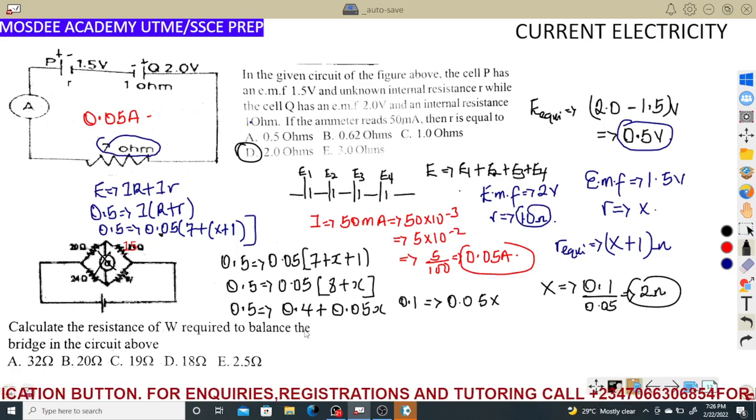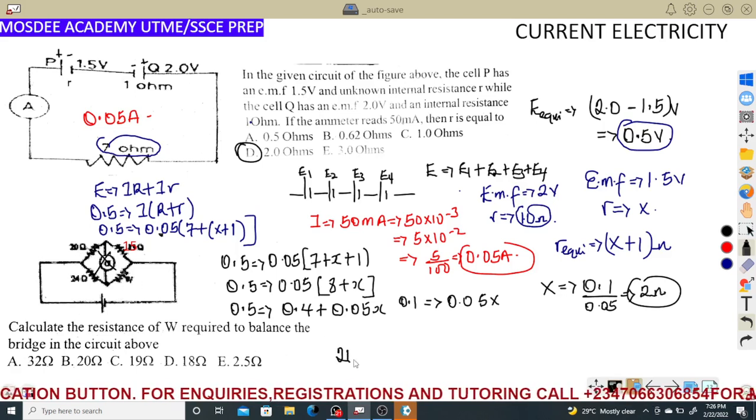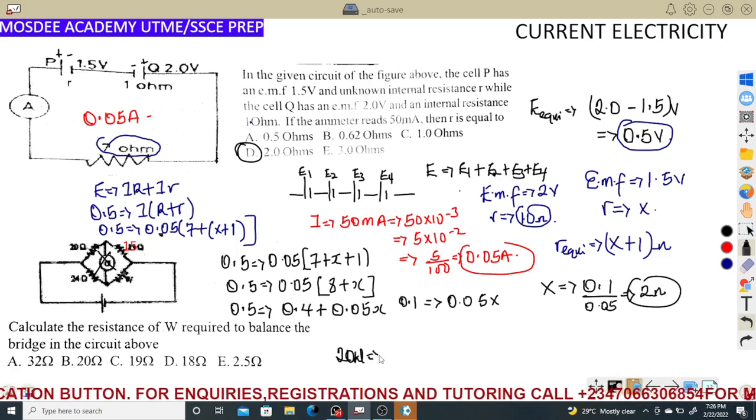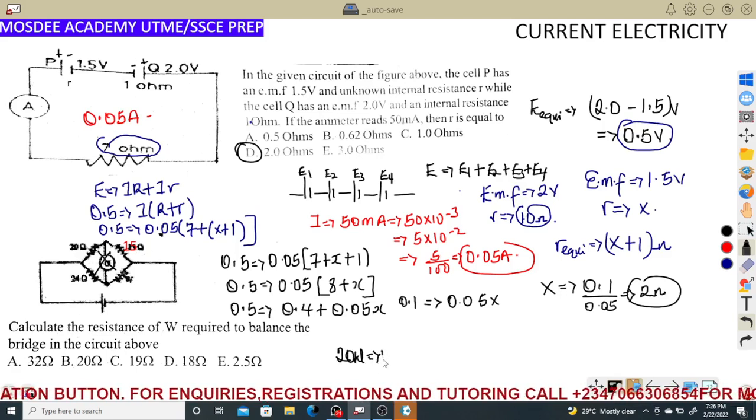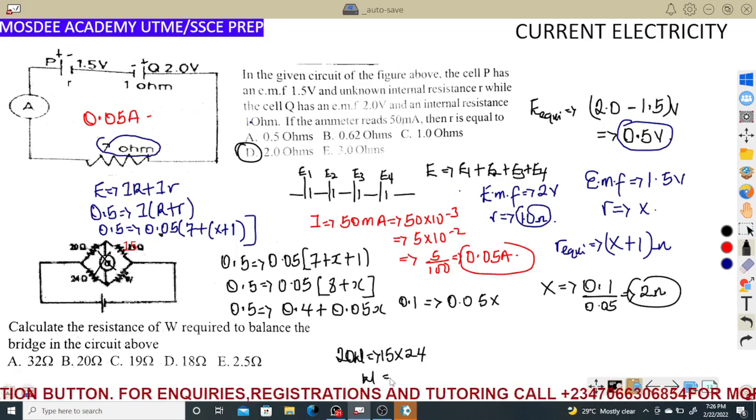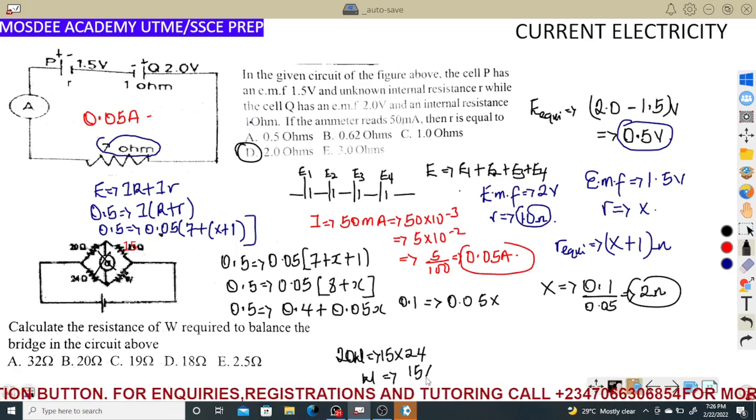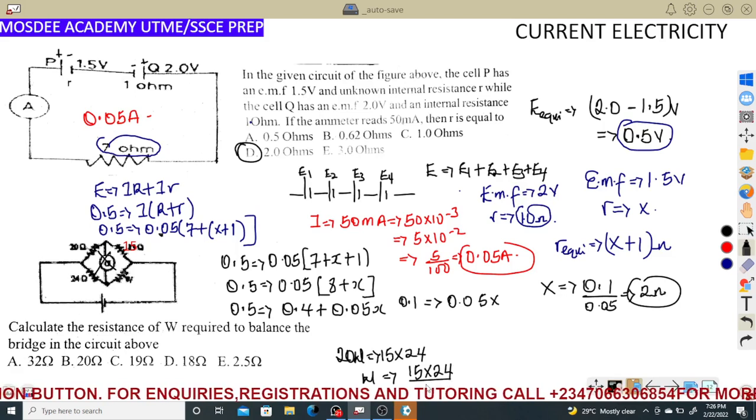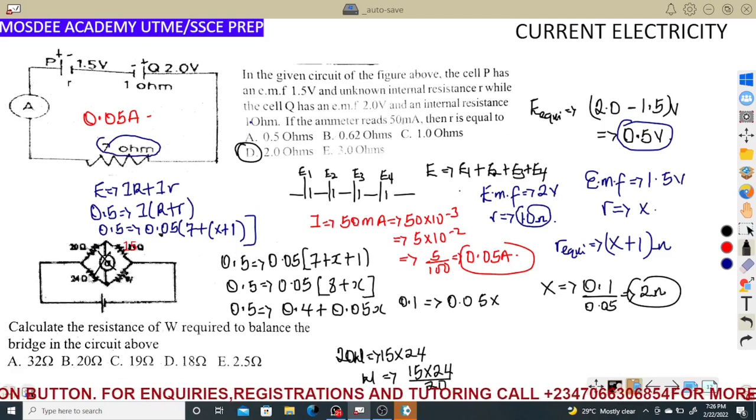So this is 20. This is W, which they ask you to look for. So 20 times W, 20W, is equal to, this is 15, this is 24, 15 times 24. Make W the subject. W will be equal to 15 times 24 divided by 20. So this is the way you solve a balanced Wheatstone bridge.